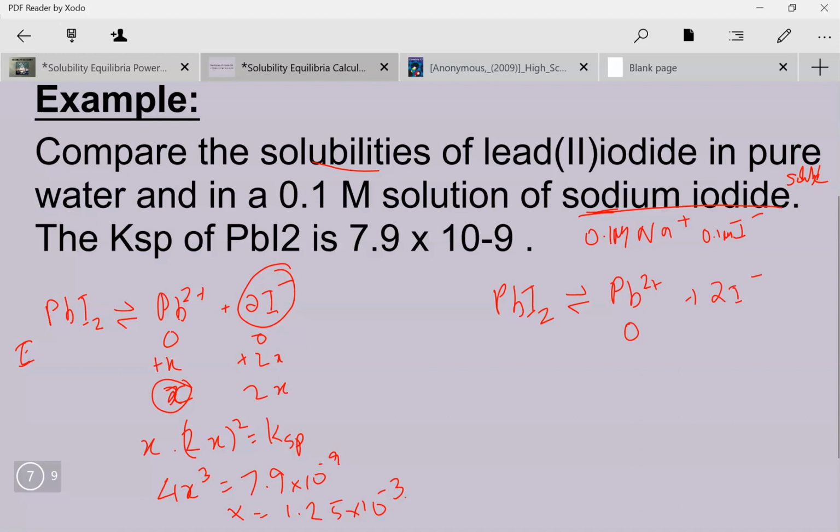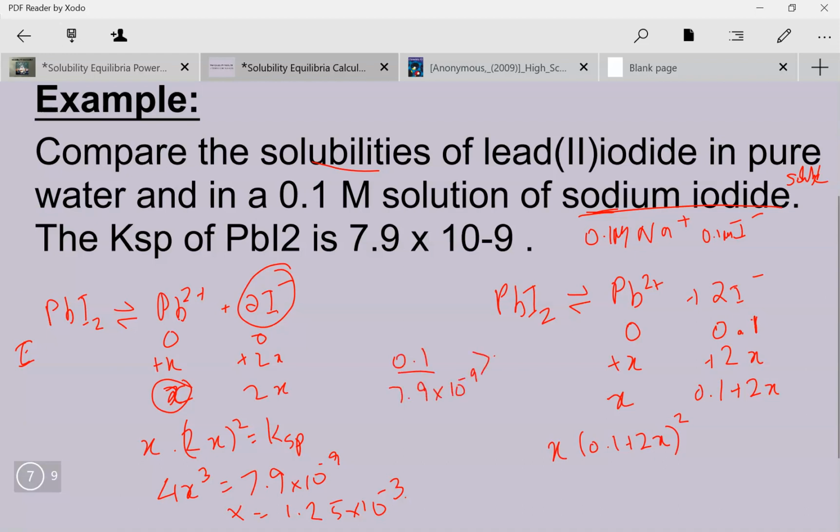Here the only difference is that instead of 0, I have a starting concentration of iodide ions of 0.1. So everything else remains the same, except that I have x times (0.1 plus 2x) squared. What I'm going to do here is use my small x approximation. Initial concentration divided by KSP is greater than 500, so I can cancel out this 2x. So it's essentially x times 0.1 squared equals my KSP.